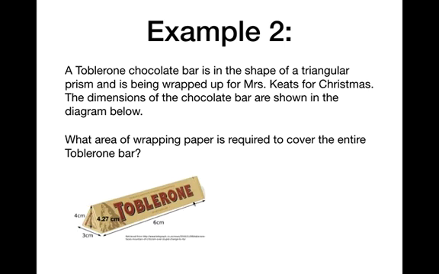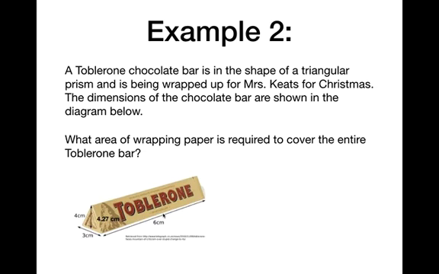So you see that it is a triangular prism here. Its length is 6 centimeters long. Its base is 3 centimeters long. Its vertical height is 4 centimeters long. And this slanted height is 4.27 centimeters long. So those are the dimensions that we're dealing with. And what we're being asked is what area of wrapping paper is required to cover the entire Toblerone bar. If we're going to put a piece of wrapping paper on every single one of the sides to cover it completely, how much wrapping paper would we need?